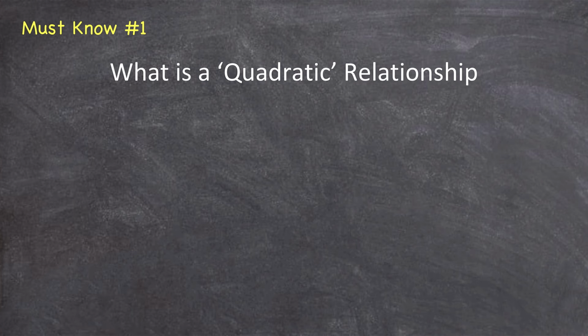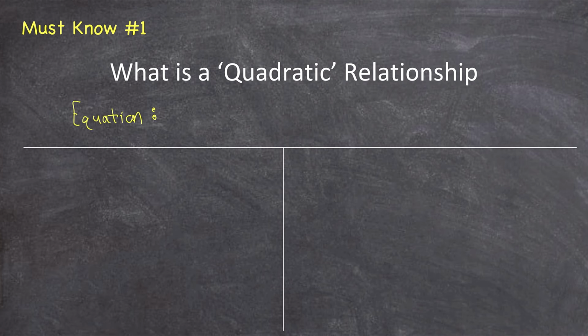Let me show you how you can recognize a quadratic relationship from the 3 ways any relationship can be represented: from an equation, from a table, and from a graph. An example of an equation that involves a quadratic relationship between an x and a y variable is y equals x squared minus 6x plus 8. This is a quadratic relationship because the highest exponent on the variable is 2. Quadratic relationships are also known as degree 2 polynomial equations.